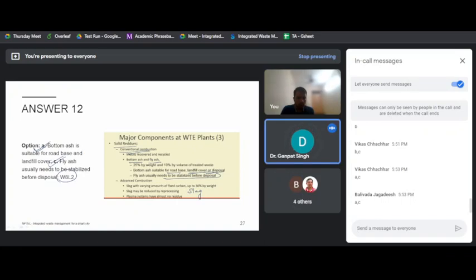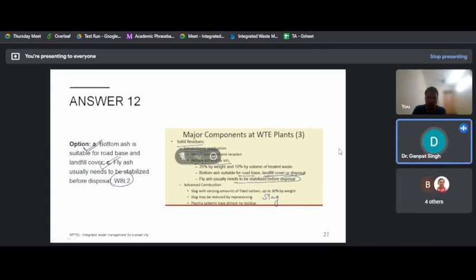Sir, explain to me what a landfill liner is. Quickly discuss, please. Yeah, just give me a second. Let's check this question.